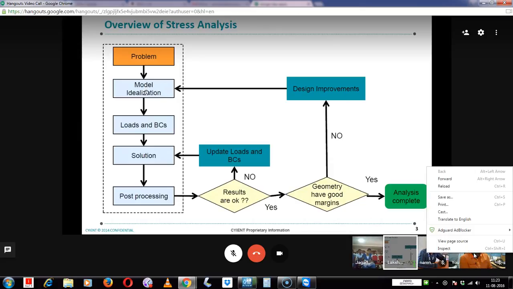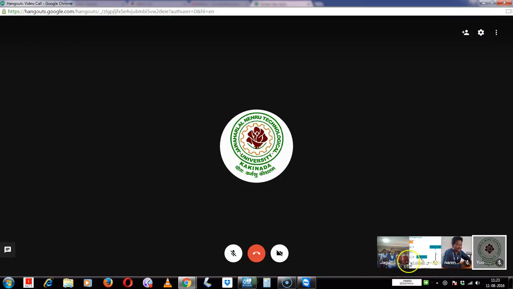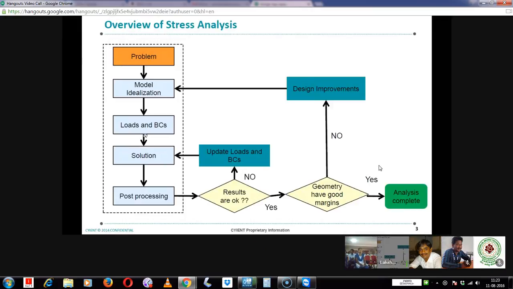Once we are done with model idealization, we need to go for loads and boundary conditions. It is very important to give the right loads and right boundary conditions. The reason is, you can give anything, but as you know, if you give junk in, it will give junk out only. So it is very important for us to define correct boundary conditions and apply proper loads, which represent the actual physics.